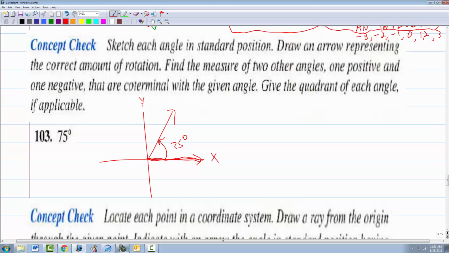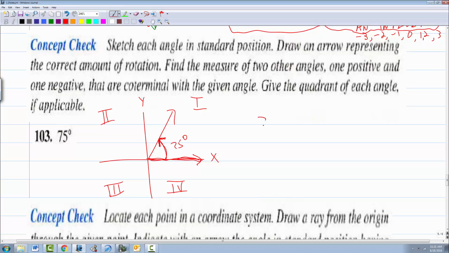All right, so sketch an angle in standard position. Draw an arrow representing the correct amount of rotation. Here's the amount of rotation, just what I said in the last one. That's how we're going to denote angles. We're going to show the arrow in the direction you moved, and stop in the quadrant that you stop in. This one stops in 1. Remember, 2, 3, 4.